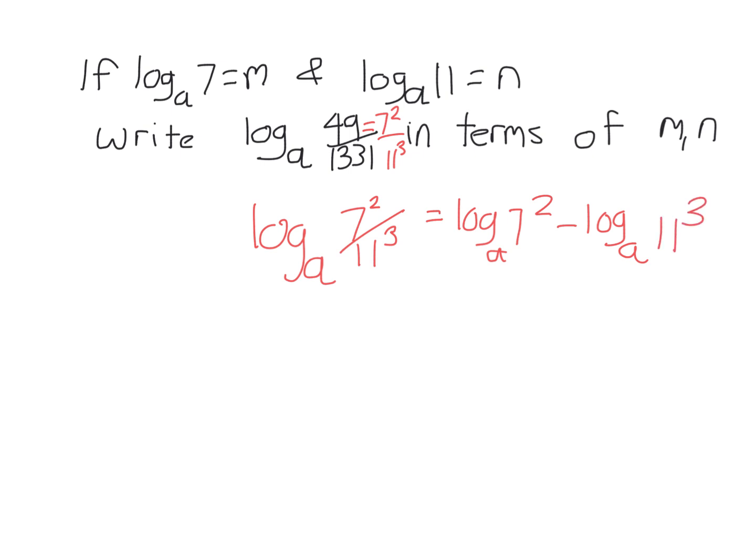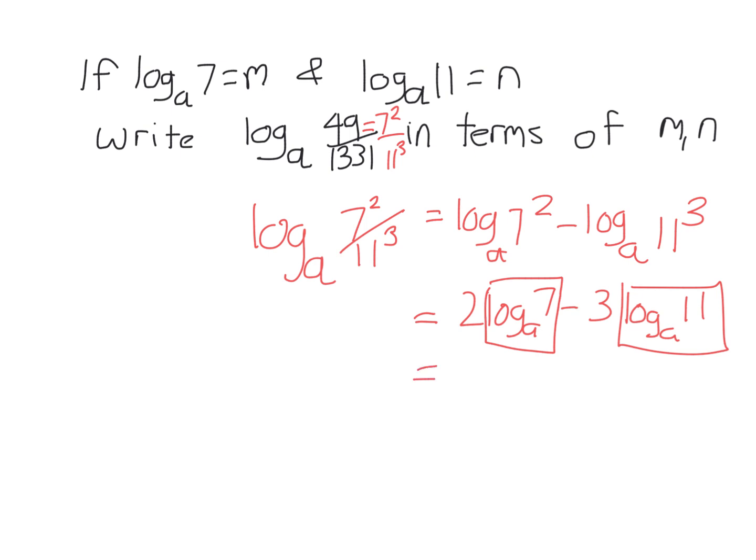Now, the third log law tells us if we have a power up here, we can move it to the front. So I can rewrite this as 2 log a of 7, and this as 3 log a of 11. That makes it nice and easy because we were told at the very start of the question that this is m and that is n, so it's simply 2m minus 3n, and we're done.